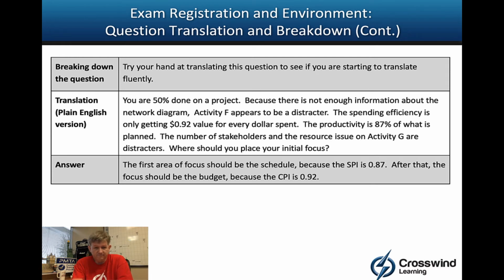So, here we go. You're 50% done. You don't have enough information about the network diagram, so thus F appears to be a distractor because it does have 5 days of slack or float. Spending efficiency is 0.92. Productivity is 0.87. Productivity is a generic word for schedule efficiency. Number of stakeholders and resource issue on activity G are likely distractors. So I'm going to focus on schedule first because, like I said, it's worse than the budget.